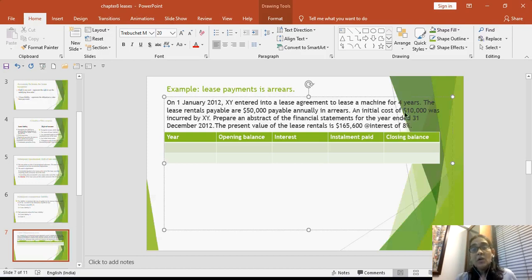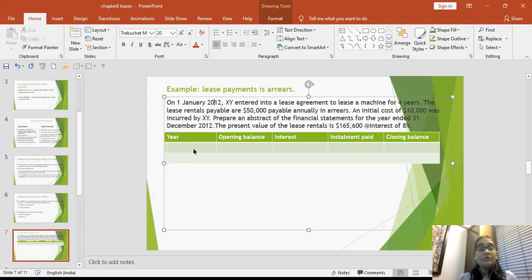The initial cost of $10,000 was incurred by X and Y. Prepare an abstract of the financial statement for the year ended 31st December 2012. The present value of the lease rentals is 1,65,600 and the implicit interest is 8%.